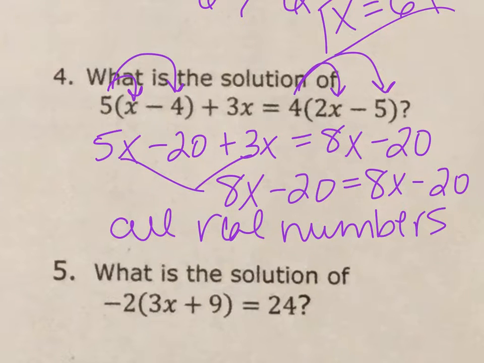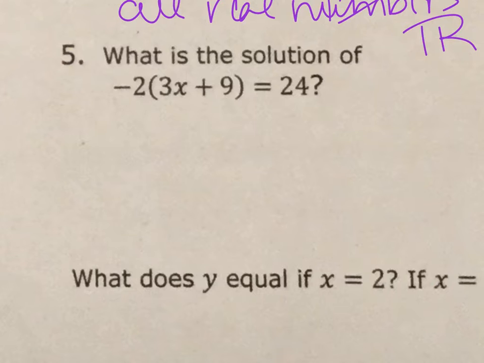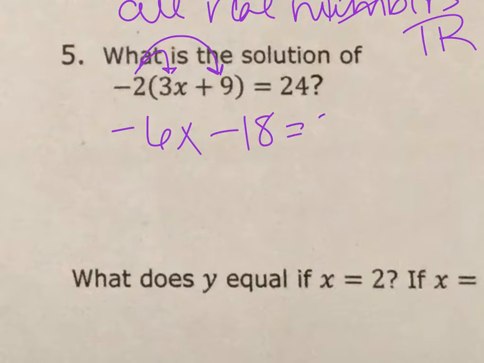Or you can just write that. Okay, and then number 5, what is the solution of negative 2 times 3x plus 9 equals 24? So again, we have distribution, where you have to remember to distribute the negative 2 here. So negative 2 times 3x is negative 6x. Negative 2 times 9 is negative 18. That equals 24.